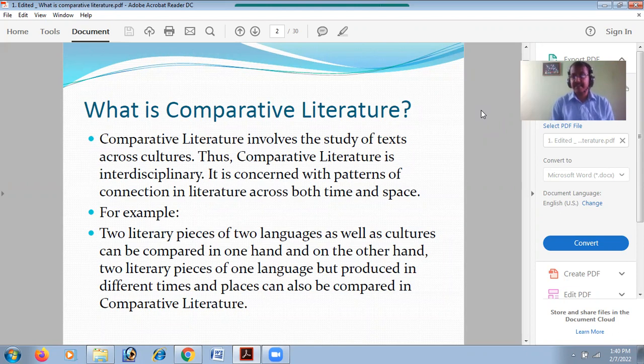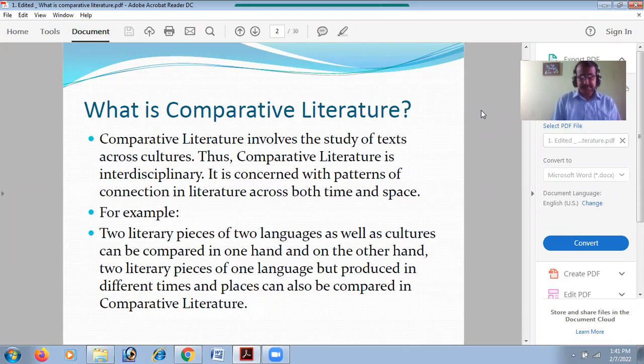Another thing that one of you mentioned is that it will try to make a connection between two literary pieces. And what would the connection be? Literature may be written at one time, in the same language and the same culture, and another literature will be written later on. So two kinds of literature can be compared, two kinds of culture can be compared, as well as literature of two different times. One kind of literature of two different times can also be compared in comparative literature.